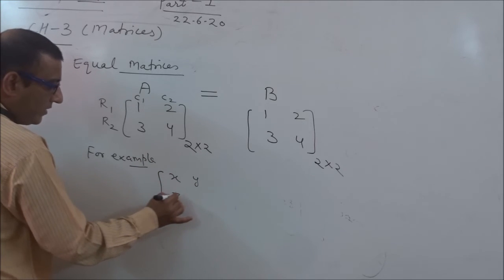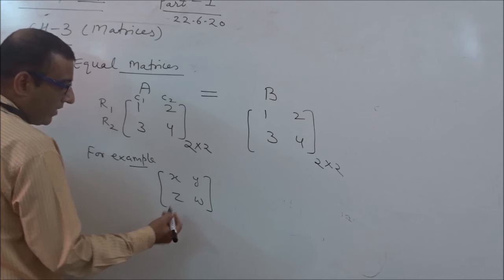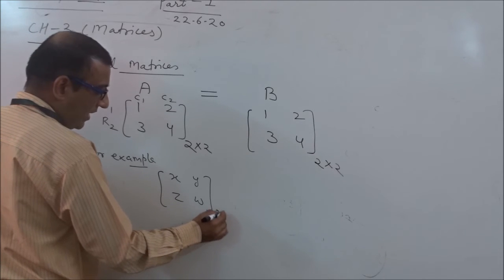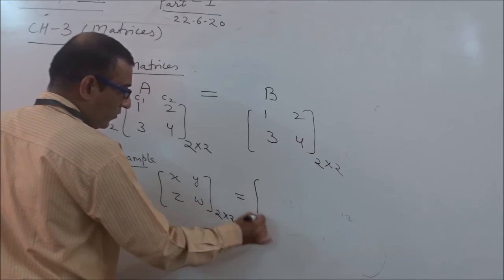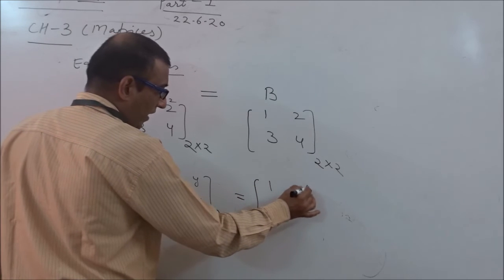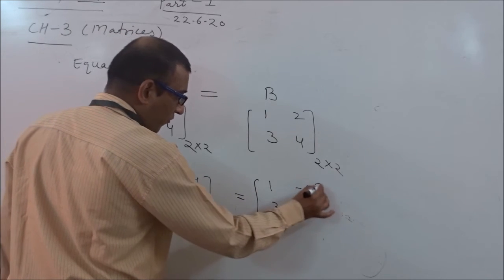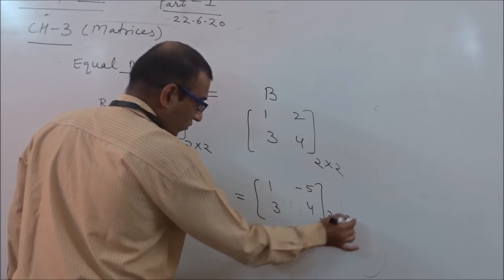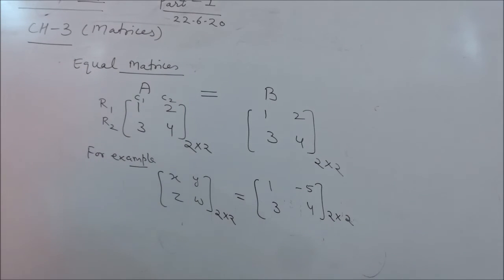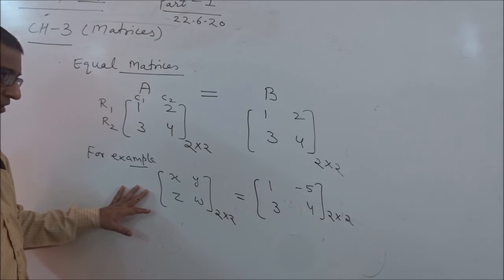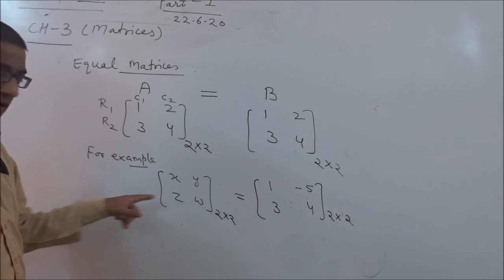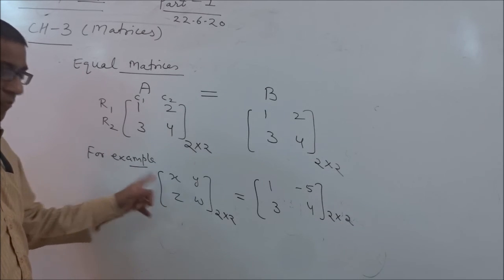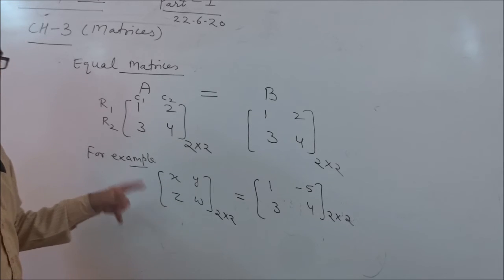[x y; z w] is the matrix on the left-hand side, and it is of order 2 by 2. And this is [1 -5; 3 4], which is also of order 2 by 2. So how can we identify the values of x, y, z and w from this equation? Basically, first we will see whether both the orders are the same or not. In this example both orders are the same, so comparison is possible.